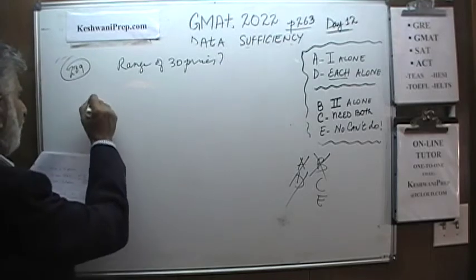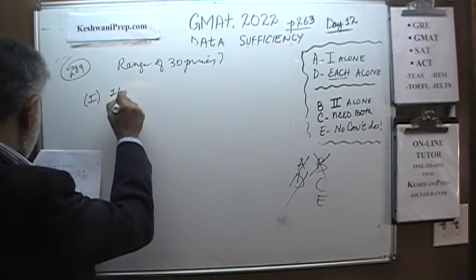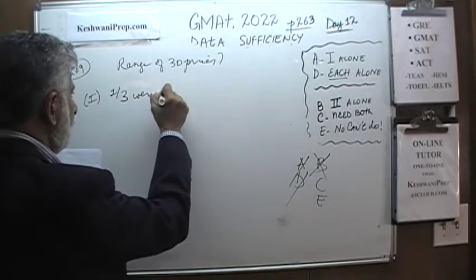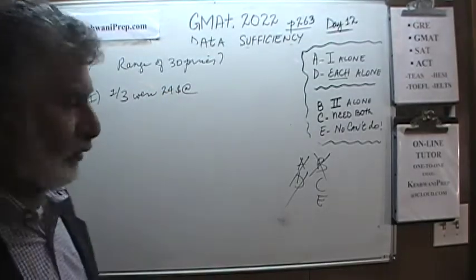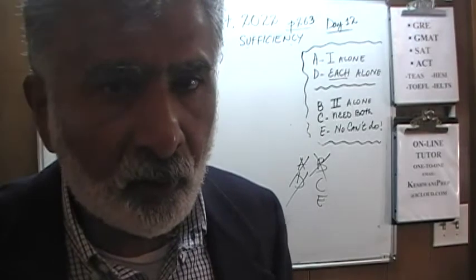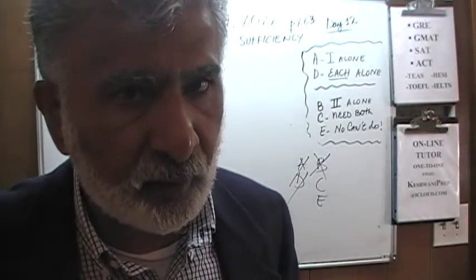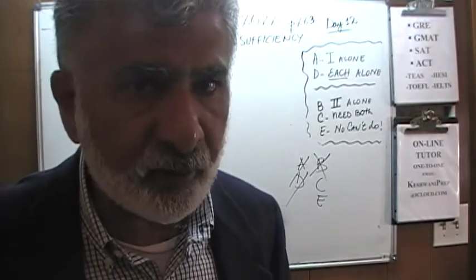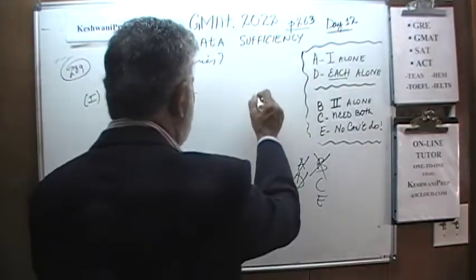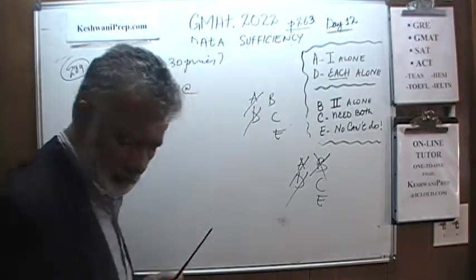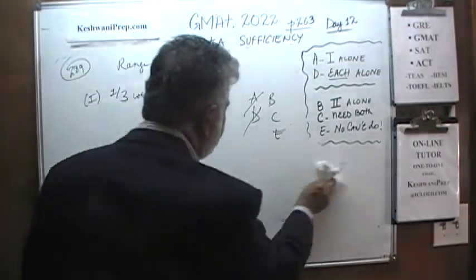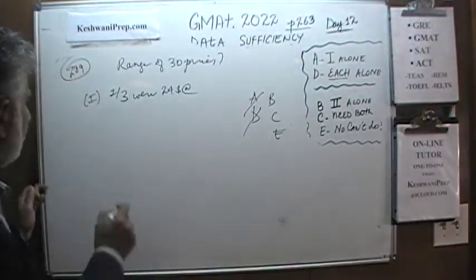The first statement tells us that one third of these purses were sold for $24 each. Simply knowing that out of those 30 purses that we sold, 10 of them were sold for exactly $24 does not enable us to figure out the range, does it? Of course not. A, D, B, C, E. The answer cannot be A or D. It would have to be either B, C, or E. Let's see what the second statement tells us.